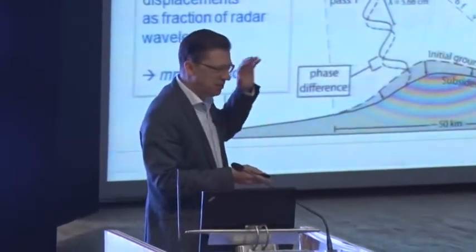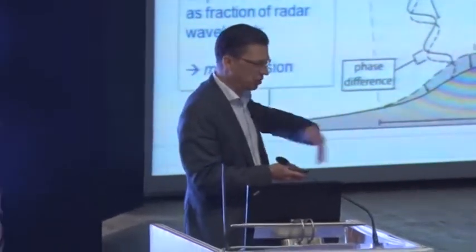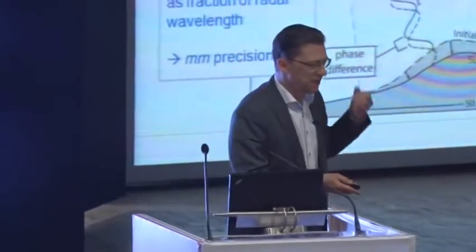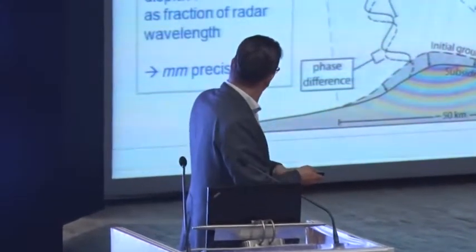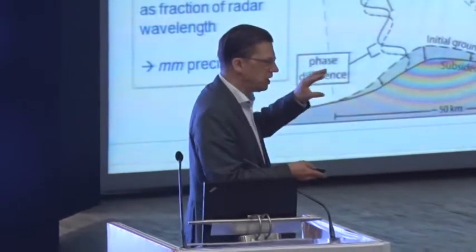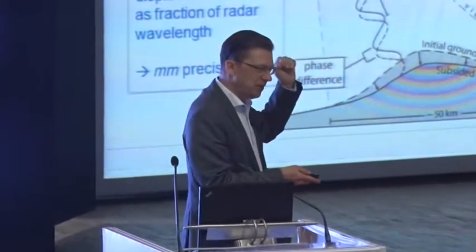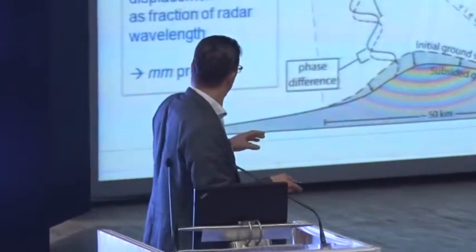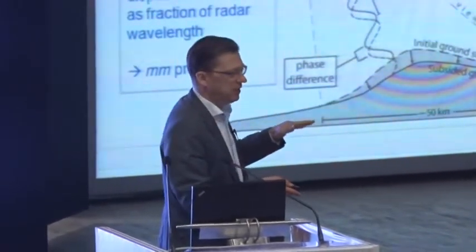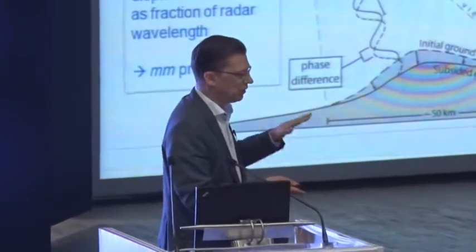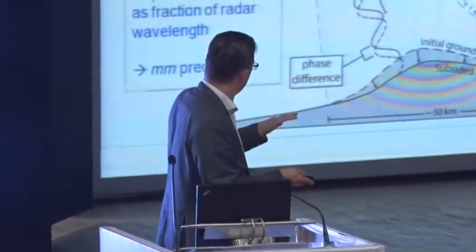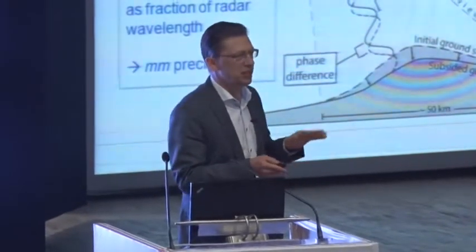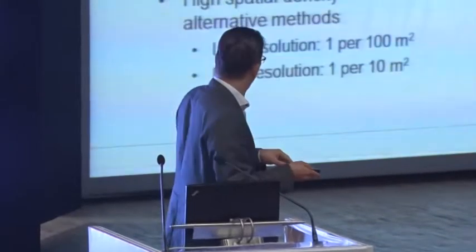This is a radar system on a satellite platform that circles around the Earth regularly and sends a signal to the Earth and receives the reflection. This technology looks at the phase difference between the sent signal and the reflected signal. It is possible to measure very accurately small displacements of the Earth's surface. That is why this is an interesting technology, because you can derive deformation information from it.